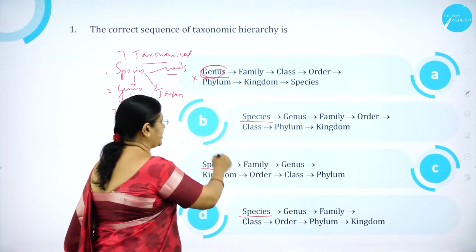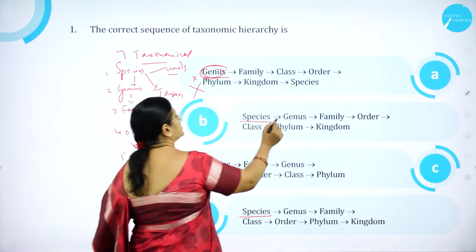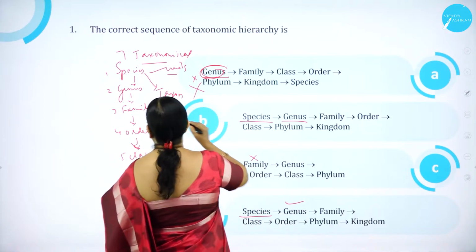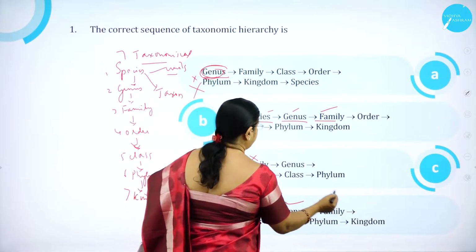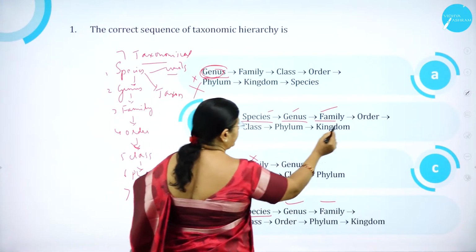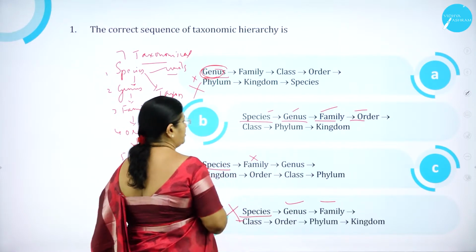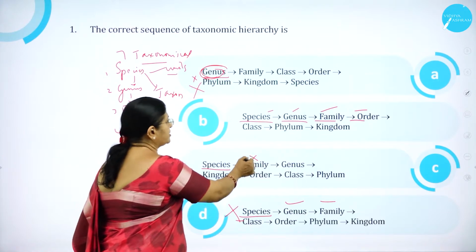Among these, option A is already wrong. What is the second one? Genus. Here it is wrong, here it is there. What is the third one? Family. Here it is there, here it is there. Then order. Here you come across order, but here it is class, so this is also wrong. So which will be the correct option? See, this is wrong, this is wrong, this is wrong.